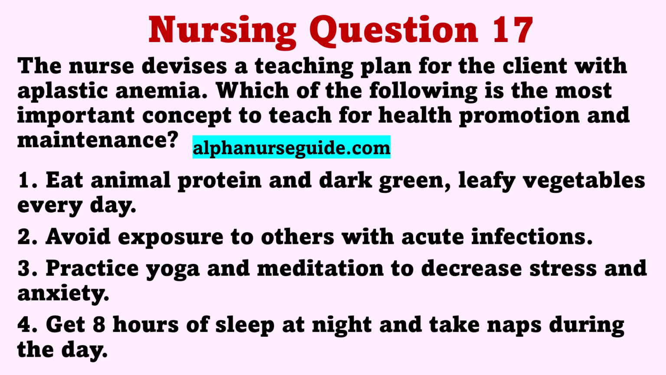Animal meat and dark green leafy vegetables, good sources of vitamin B12 and folic acid, should be included in the daily diet. Yoga and meditation are good complementary therapies to reduce stress. 8 hours of rest and naps are good for spacing and pacing activity and rest.